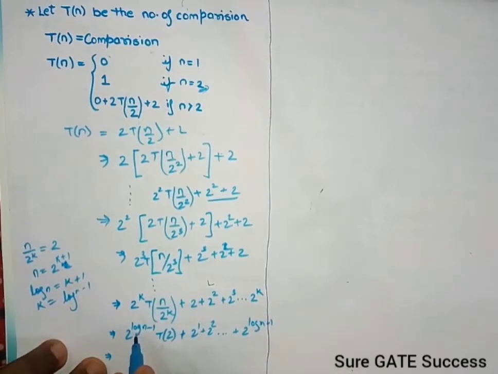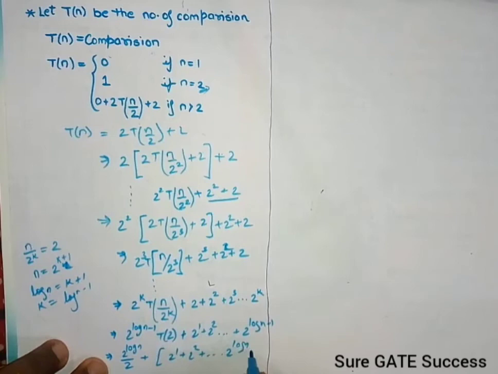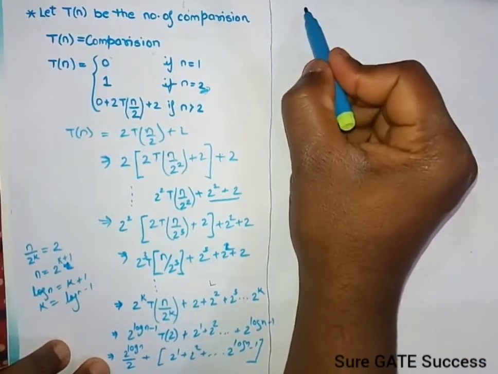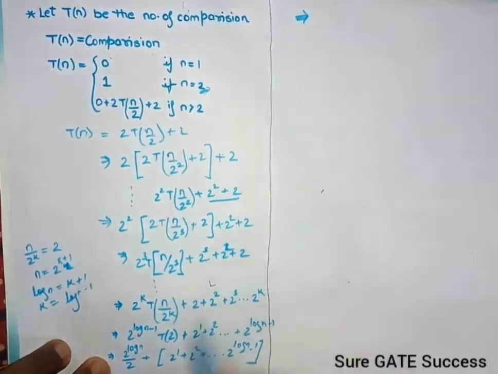2 to the power log n minus 1 will be what? We can write it as 2 to the power log n upon 2, plus this sequence 2 to the power 1 plus 2 to the power 2 up to 2 to the power log n minus 1. Now solve it further. We can solve it by using a formula.